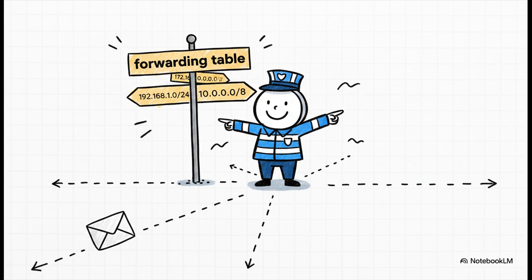Instead, it contains a list of network prefixes, those zip codes, and for each one, it knows the very next router to send the packet to. So when our packet arrives, the router looks at its destination address, quickly checks its map, and in a fraction of a second, makes a decision and forwards it along.